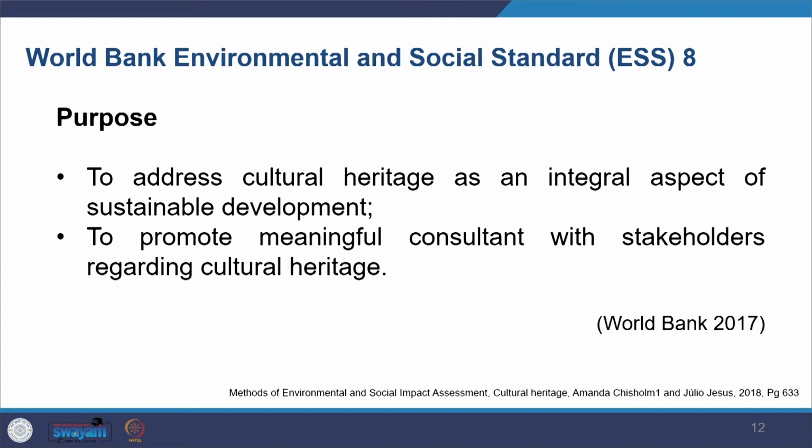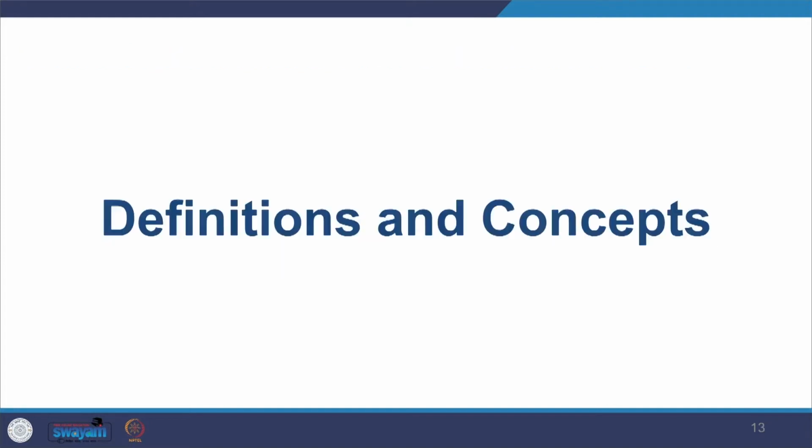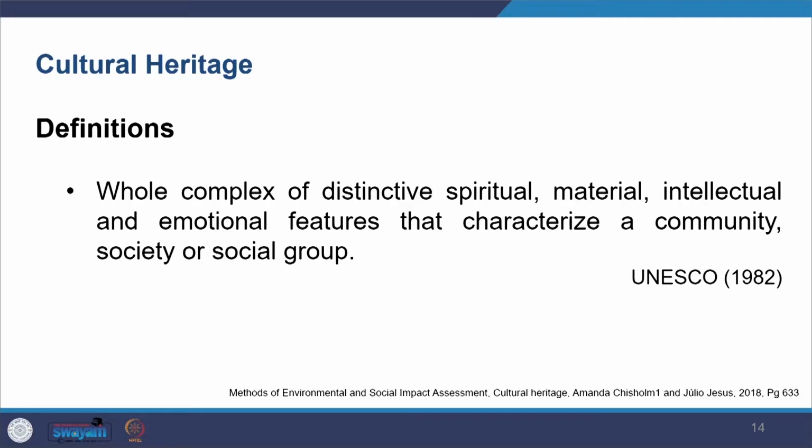So looking into some of the key definitions and concepts, we see that UNESCO gives a definition about what is cultural heritage. It says that it is a whole complex of distinctive spiritual, material, intellectual, and emotional features that characterizes a community, society, or a social group. So that is how it defines culture.